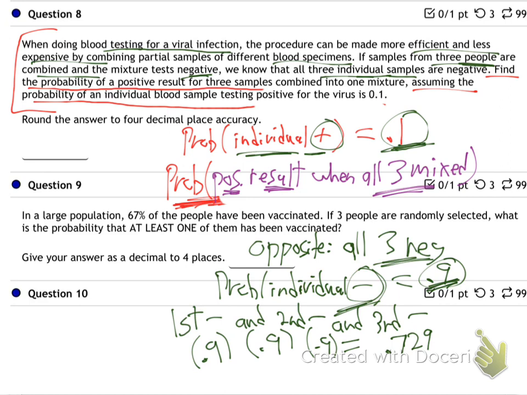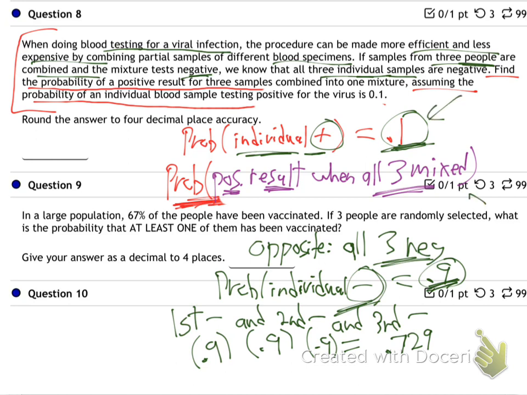Your calculator will tell you, as you said. 0.729. That's the chance that all three come out negative. The first is negative, and the second is negative, and the third is negative. This making sense? Where am I losing you? Where did you get 0.9?